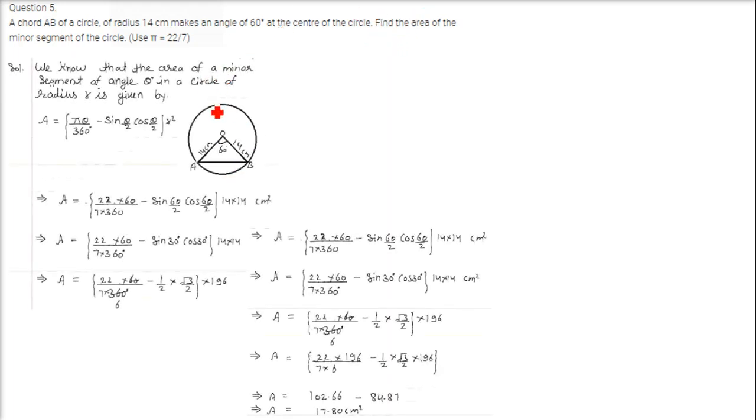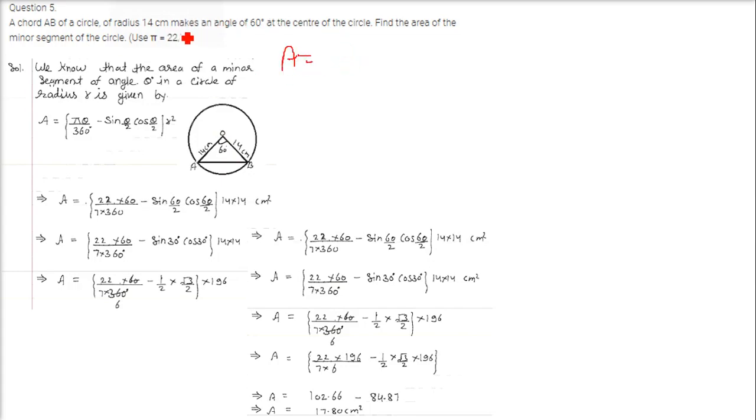A chord AB of a circle of radius 14 centimeter makes an angle of 60 degree at the center of the circle. Find the area of the minor segment of the circle. So here the same scenario is with us, but the angle is given as 60 degree. We'll take half, so I just said 30 degree.